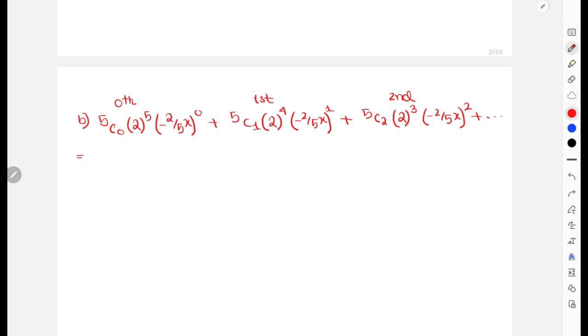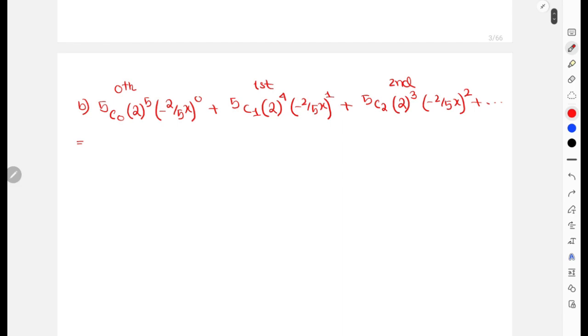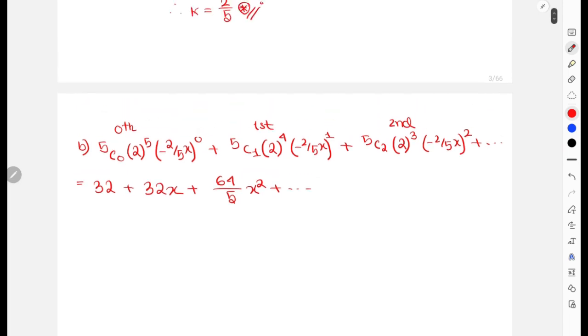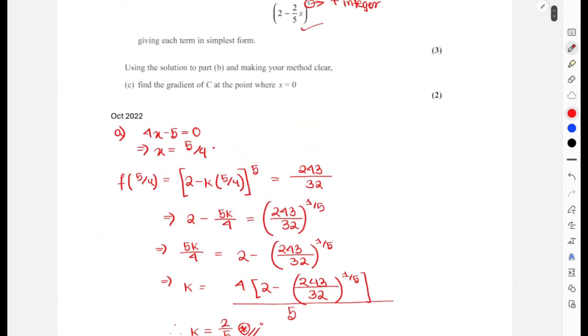After this, from this part, we're going to get what? 5c0, I mean, this is going to be 32 over here. 2 to the power 5 will be just 32. Then you have 5c1, 2 to the power of 4 with 2 by 5 to the power of 1, which ends up to be 32x over here also. And then again for the last term, that is going to be 64 over 5 x square. Okay, and this will continue. These are the first three terms of the expansion, and that is it for your part B. We'll move on to part C.